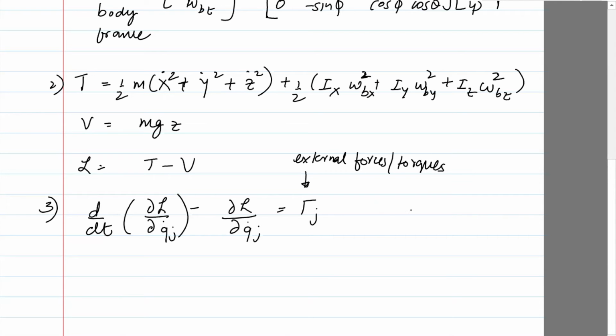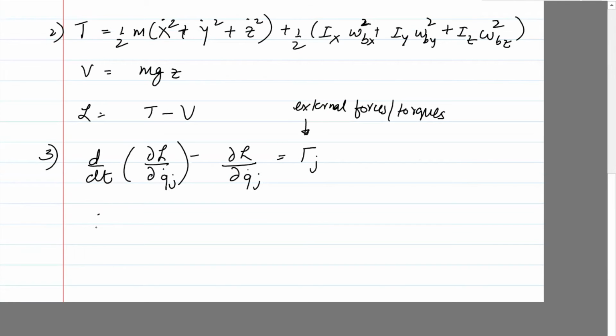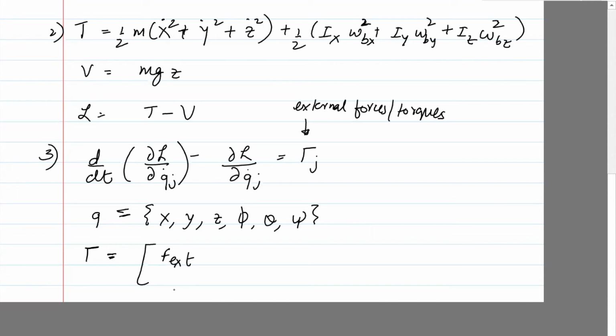So what are these q's and tau? Well, q is x, y, z, phi, theta, psi. Okay, and the capital tau is basically the six external forces. Those are the external forces acting in the x, y, and z direction, so linear forces, and then the torques along the x, y, and z axis. And I have to pretty much write these down so that then I can put them in the equation.